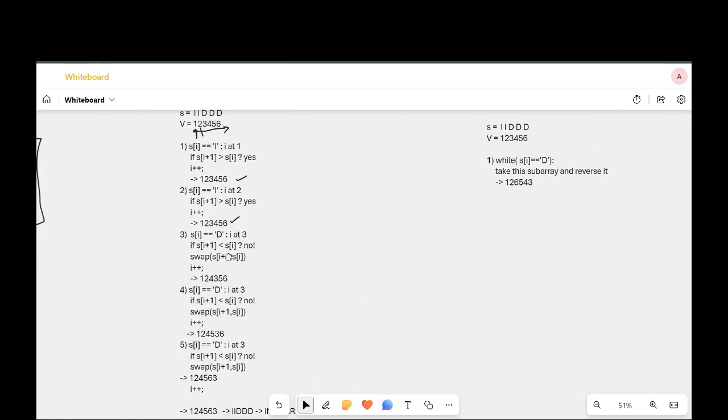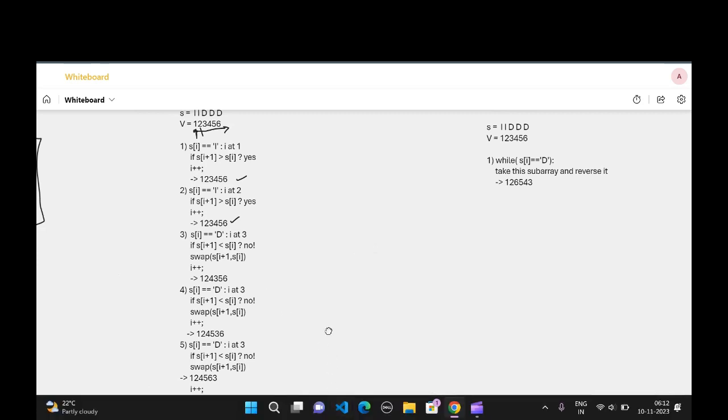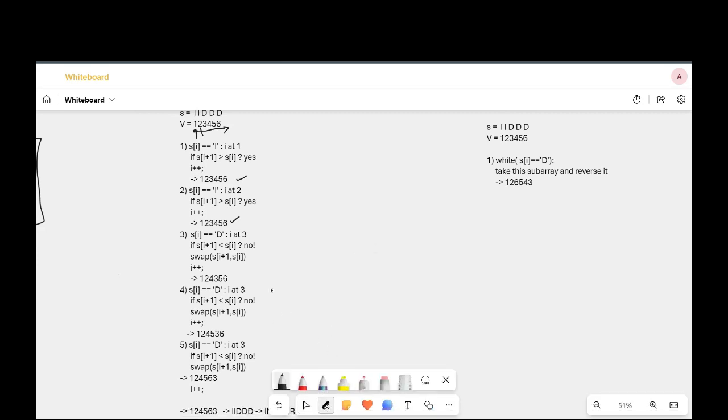All right, so the current answer that we are getting till now is 1 2 3 4 5 6. Then again we have a D, that is a decreasing order, and we are standing at 3, that is here, right? So in here we have to check if the (I plus 1)th index value is smaller than my 3, that is, if s[i+1] is less than s[i].